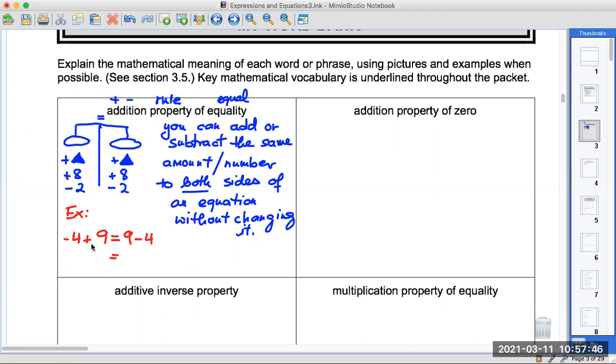You can keep your old example. 9 minus 4 is 5. 9 minus 4 is 5. So it works with both. Okay.